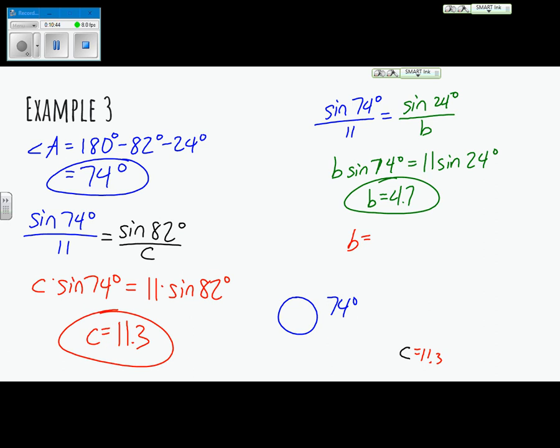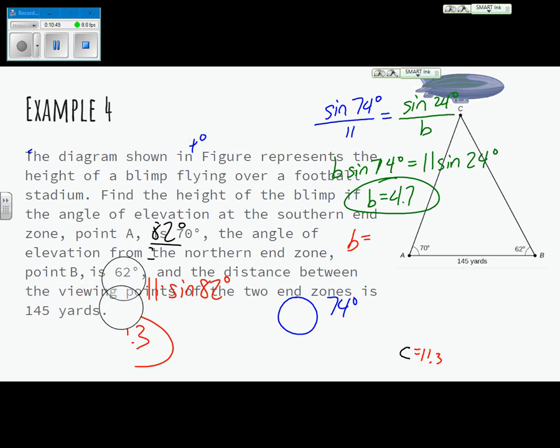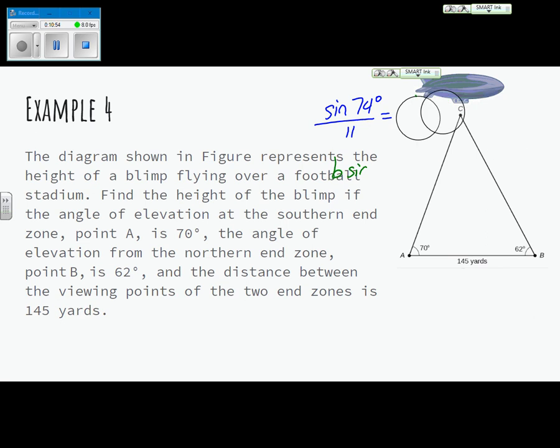So I want to jump ahead and talk about some word problems that we might see on the practice set and on the quiz coming up. All right, it looks like the Goodyear blimp here. It says a diagram shown in the figure represents the height of a blimp flying over a football stadium. Find the height of the blimp if the angle of elevation at the southern end zone, point A, is 70 degrees. They've got that labeled for us. And the angle of elevation from the northern end zone, point B, is 62 degrees.